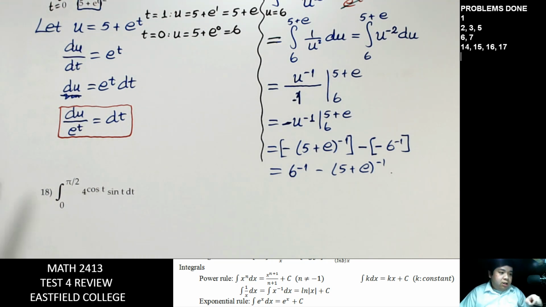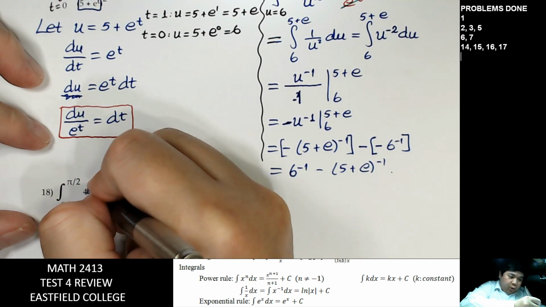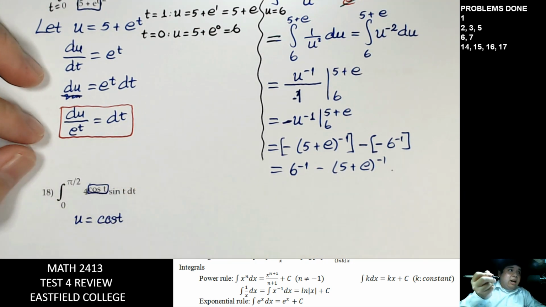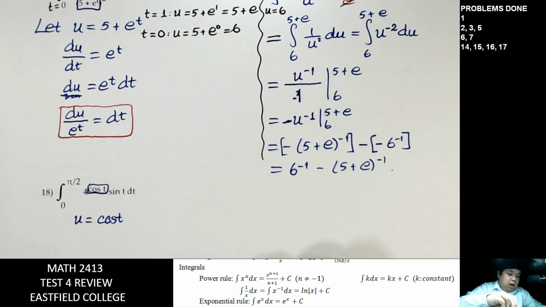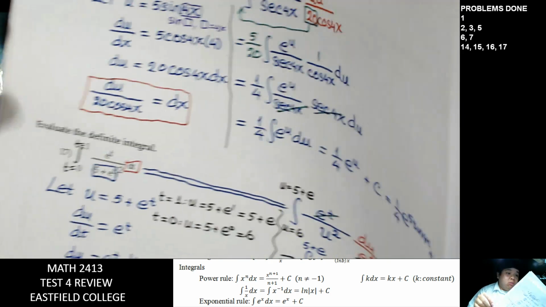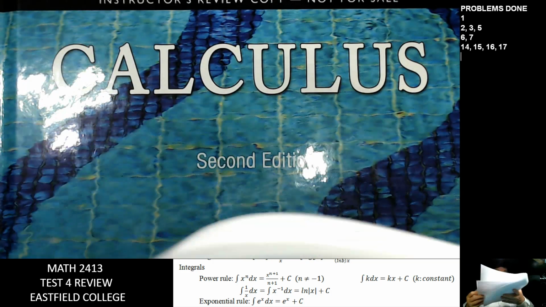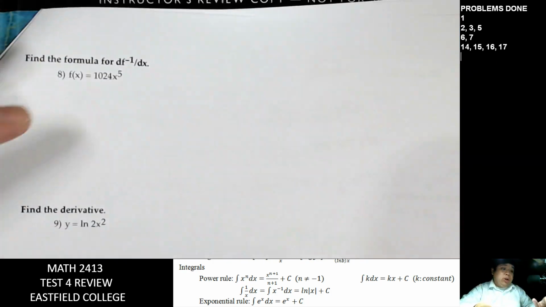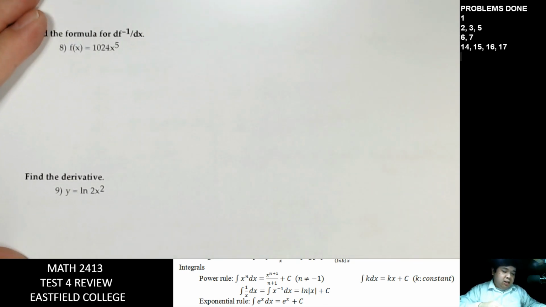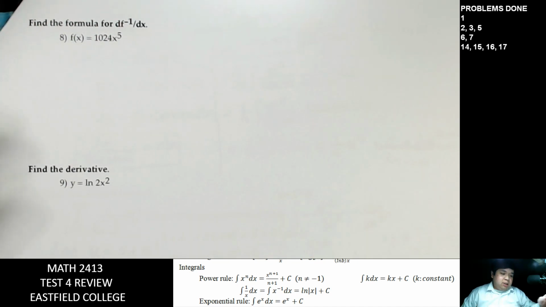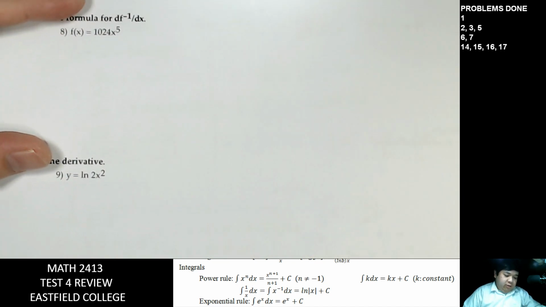Next, we're not going to do this, but u is going to be equal to cosine t. And I'll let you finish the problem. Make sure we change the limit. So that's all the integral in this review. Now we do the derivative. We do number 8 a little bit later.